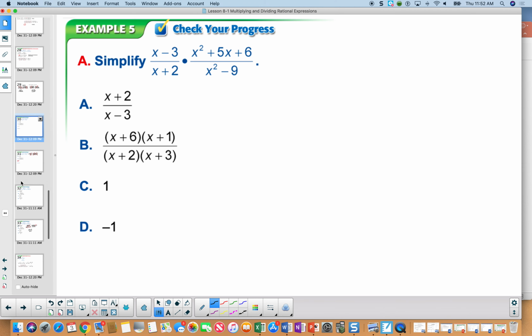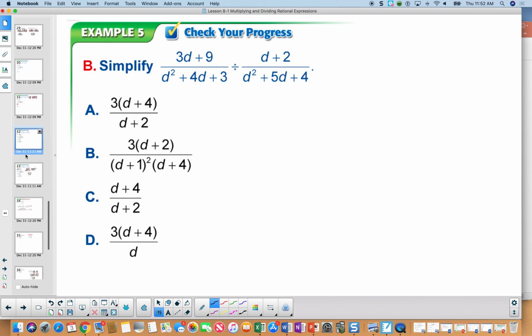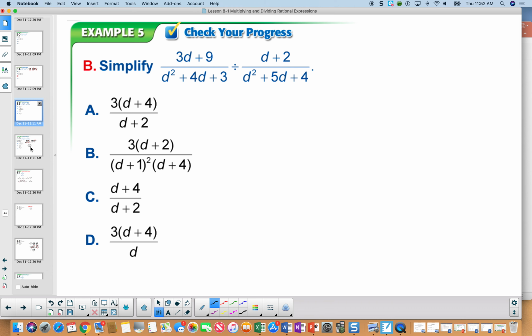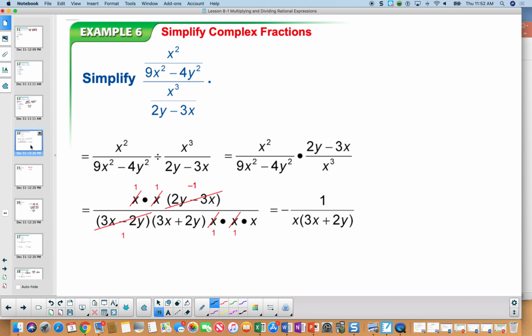Pause. And here's the answer. Pause. And here's the answer. Let's take a look at simplifying complex fractions.